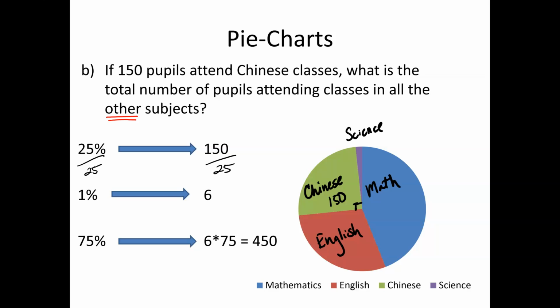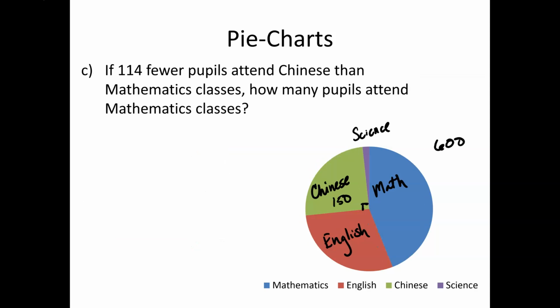All right, one thing that we can see here is now that we know how many pupils take Chinese and how many pupils take all of the other classes, we now know how many kids are in the center altogether, and that's going to be 600. So our whole, or 100%, is 600.